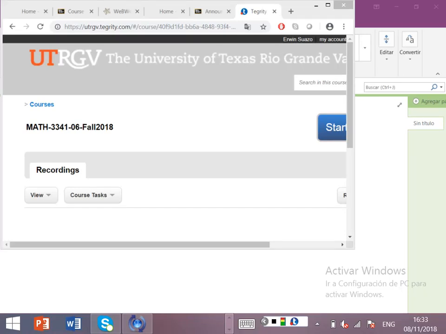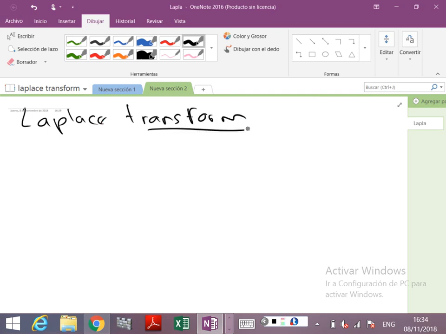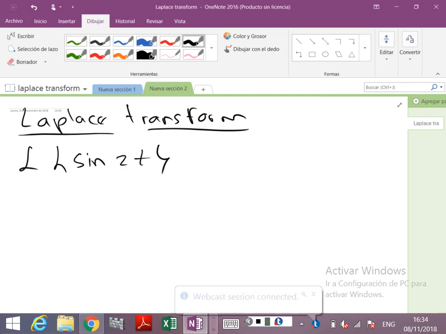Okay, guys, so we're gonna start. So I'm gonna solve. So we're doing Laplace transform. We're gonna do the Laplace of sine 2t. Okay.